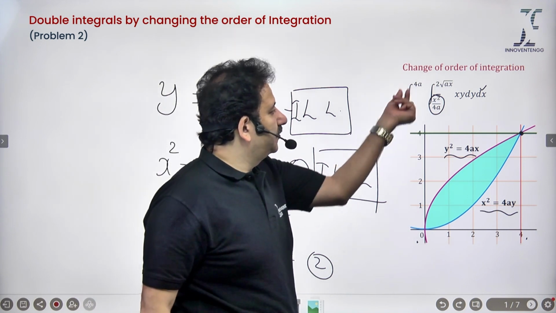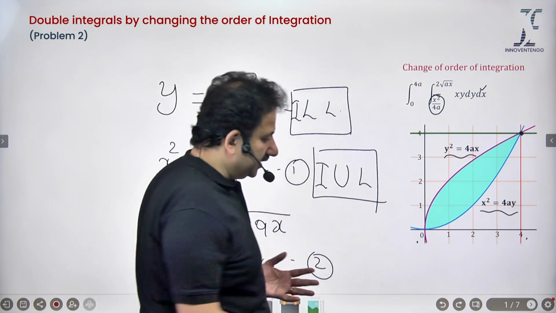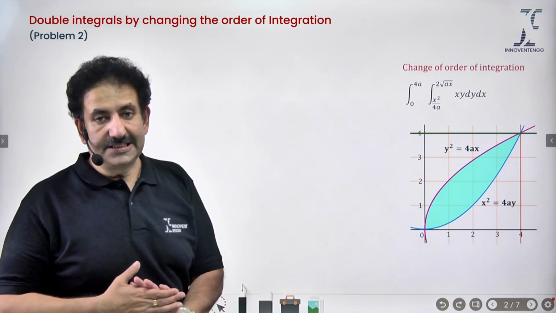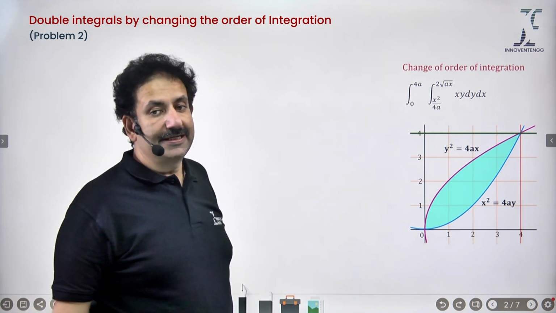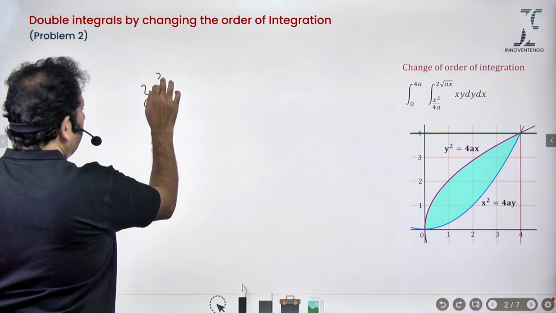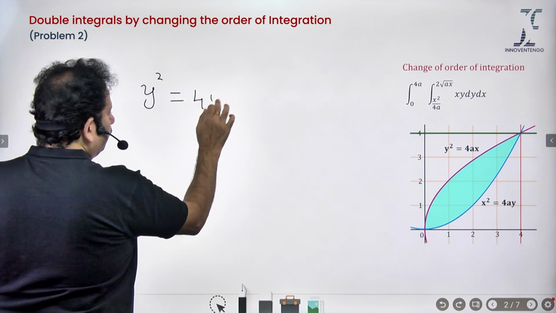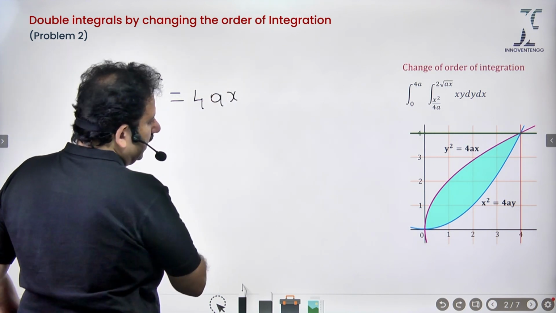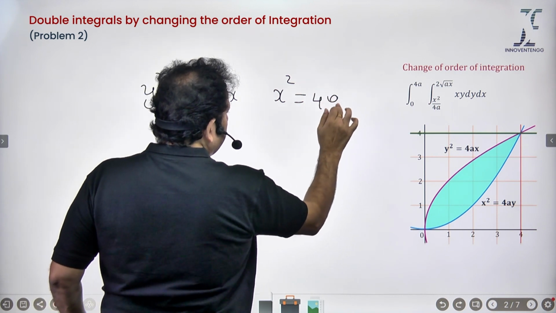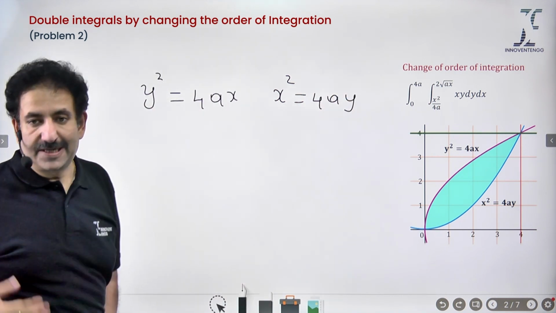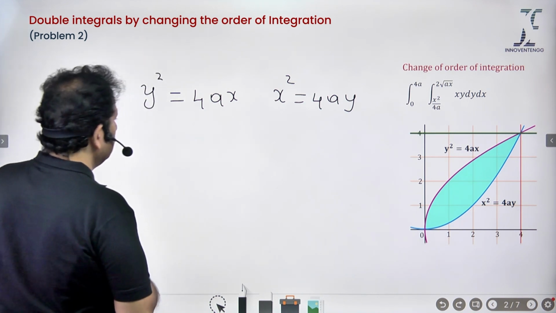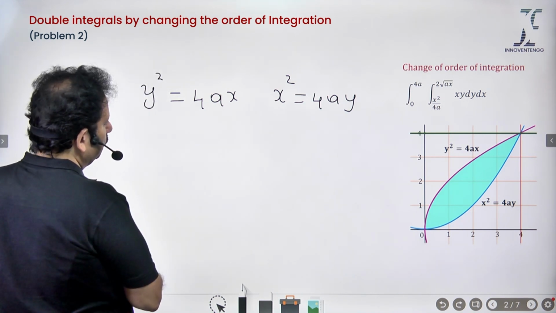So now my next question is very simple. How would I compute this 4a? 0 is obvious because both these parabolas meet each other at the origin. But what about 4a? It's also quite simple. So let's consider the two parabolas. y square is equal to 4ax, and the second equation is x square is equal to 4ay. Can I solve them simultaneously? Because I am interested in the point of intersection.